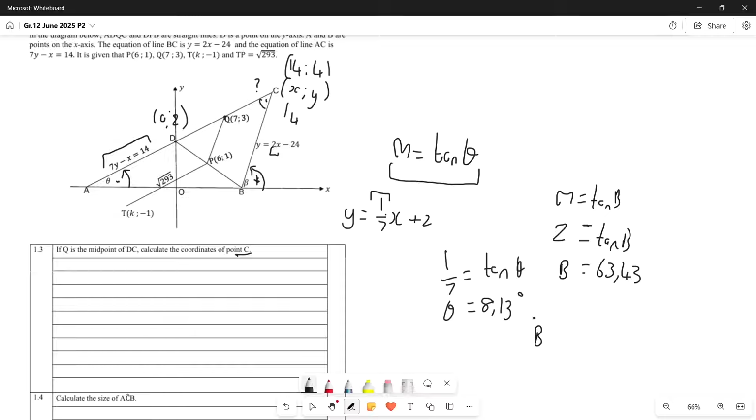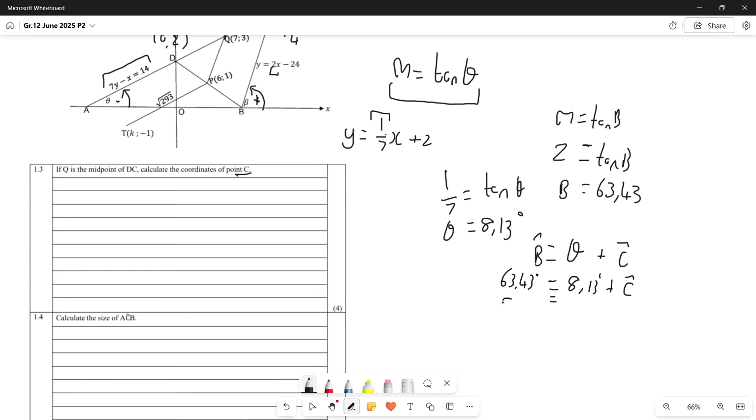So now beta equals theta plus angle C. So we can just write that down. Beta equals theta plus angle C. The reason is because of the exterior angle of a triangle. So 63,43 equals 8,13 plus C. We have these guys, and then our final answer for C is 55,30.